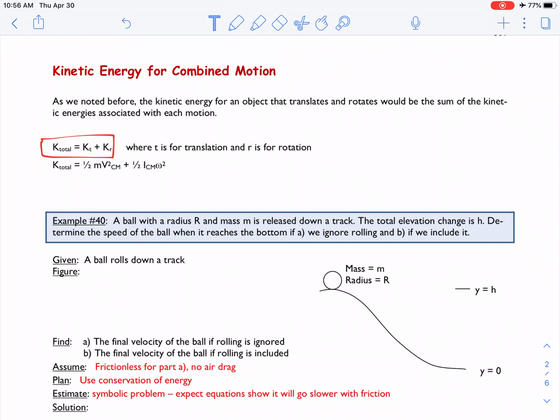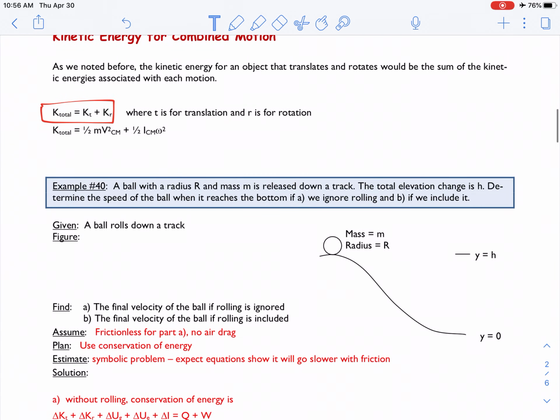A ball with a radius r and mass m is released down a track. The total elevation change is h. Determine the speed of the ball when it reaches the bottom if we ignore rolling and if we include it. So, given a ball rolls down a track, we're trying to find the final velocity of the ball for a rolling-ignored case and also for a rolling-included case.